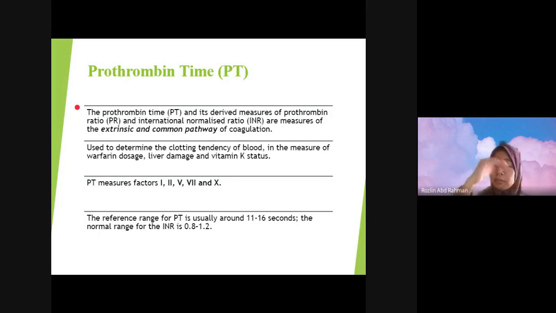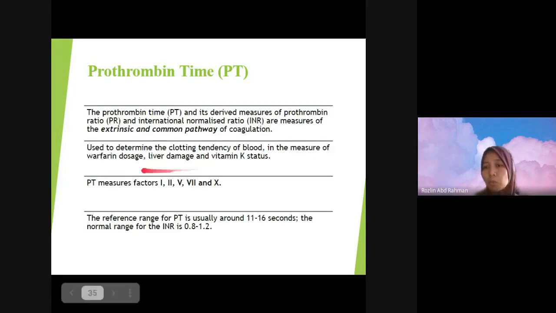and then ada a few steps lah. Kita masukkan tissue factor, okay, factor 3, and then kita tengok berapa lama yang diambil untuk blood tu clot. Okay, so this prothrombin time is used to determine the clotting tendency, and then to measure the warfarin dosage, liver damage, and vitamin K status. For example, if a patient is given warfarin, okay, kita tahu warfarin ni anticoagulant. Okay, so every time kita bagi warfarin, kita kena adjust dose warfarin tu. Okay, nak tengok sesuai ke tidak dengan dia punya level.